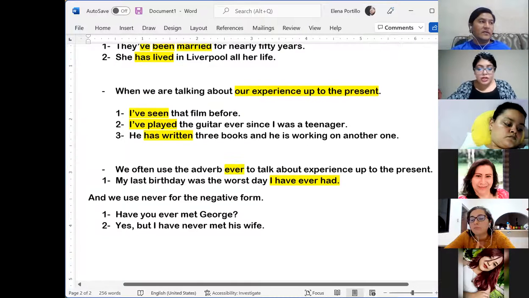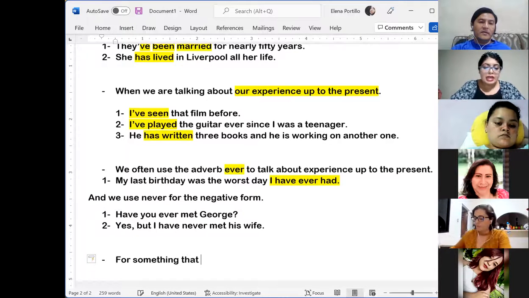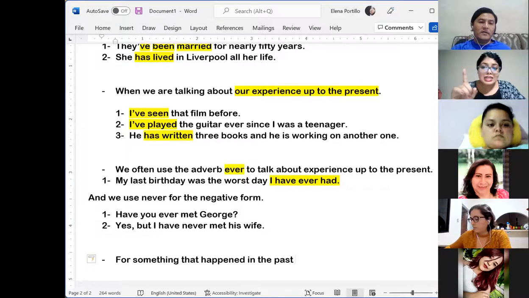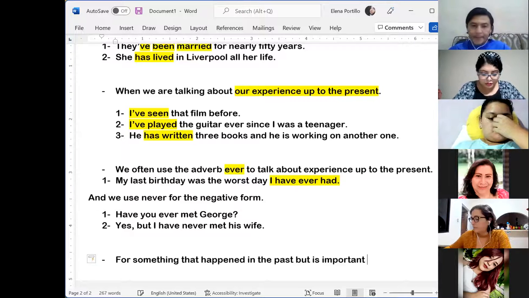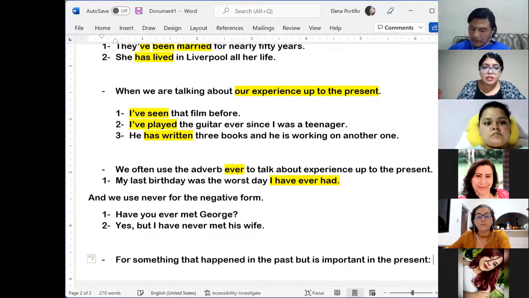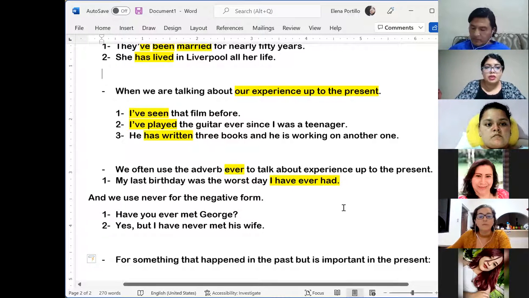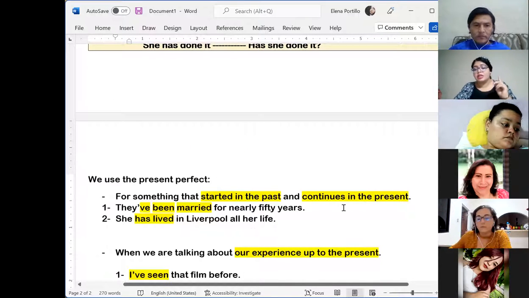So we have another use of this tense. It says for something that happened in the past, but it is important in the present. This is different to the first one. Let's see the number one. This, for something that starts in the past and continues in the present.